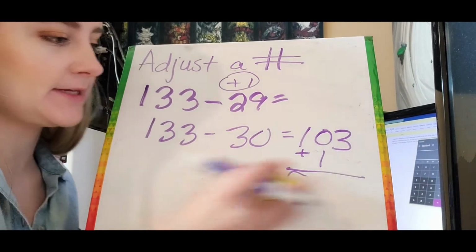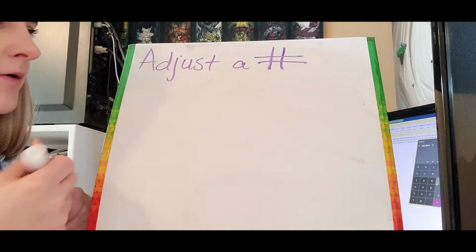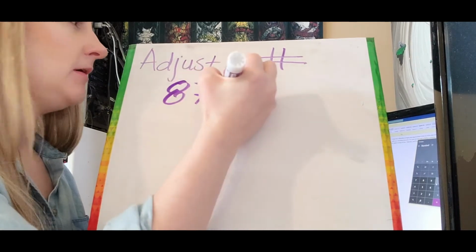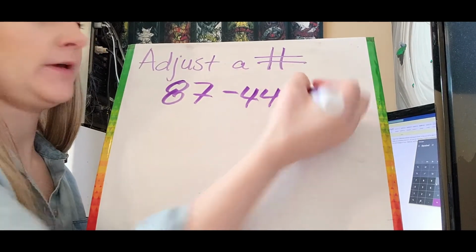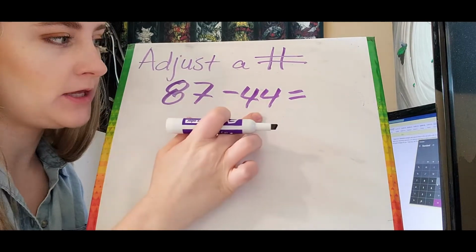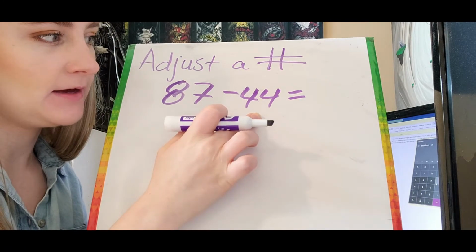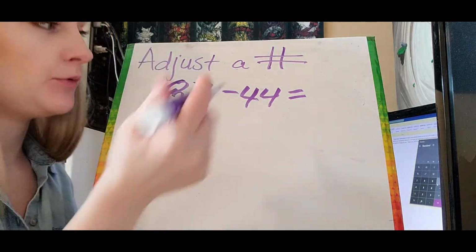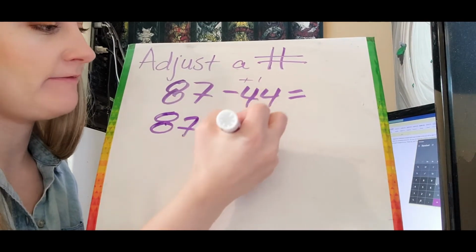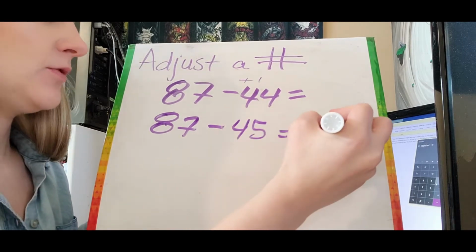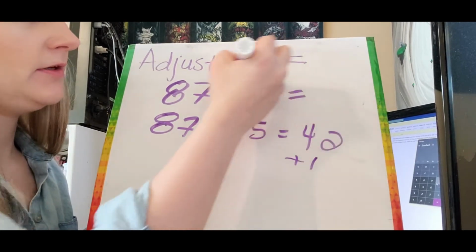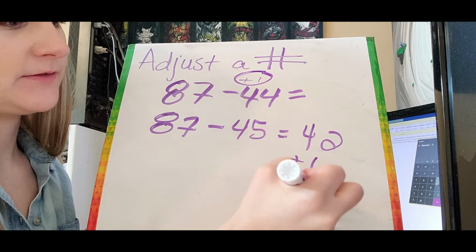Okay, let's do another example. Let's do 87 minus 44. Okay. So we could add 3 to this to get 90, or we could add 1 to this to get 45, whatever you want to do. So I'm going to add 1 here, and we're going to have 87 minus 45, and that is going to give us 42, and then we have to add that 1 up here, which gives us 43.